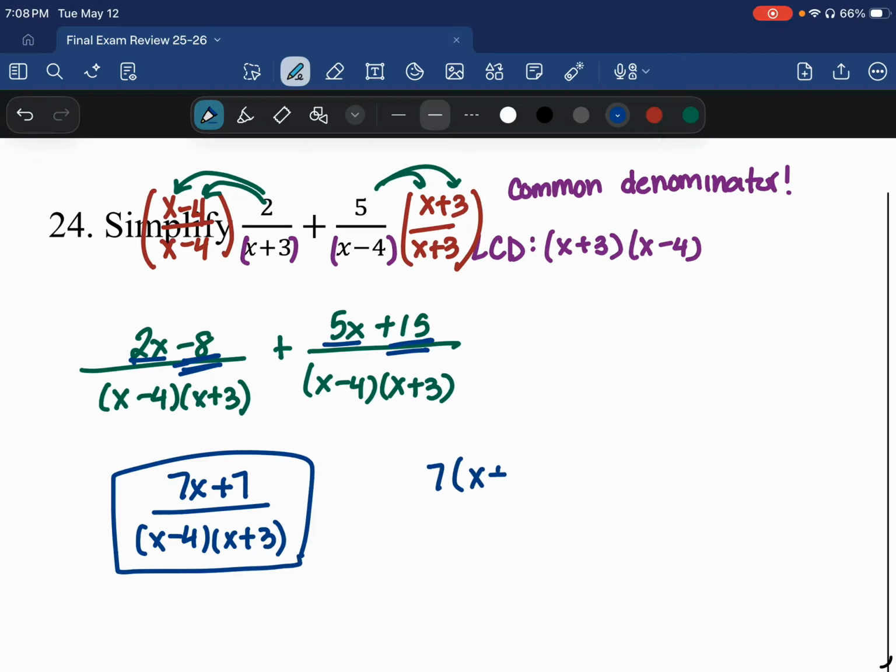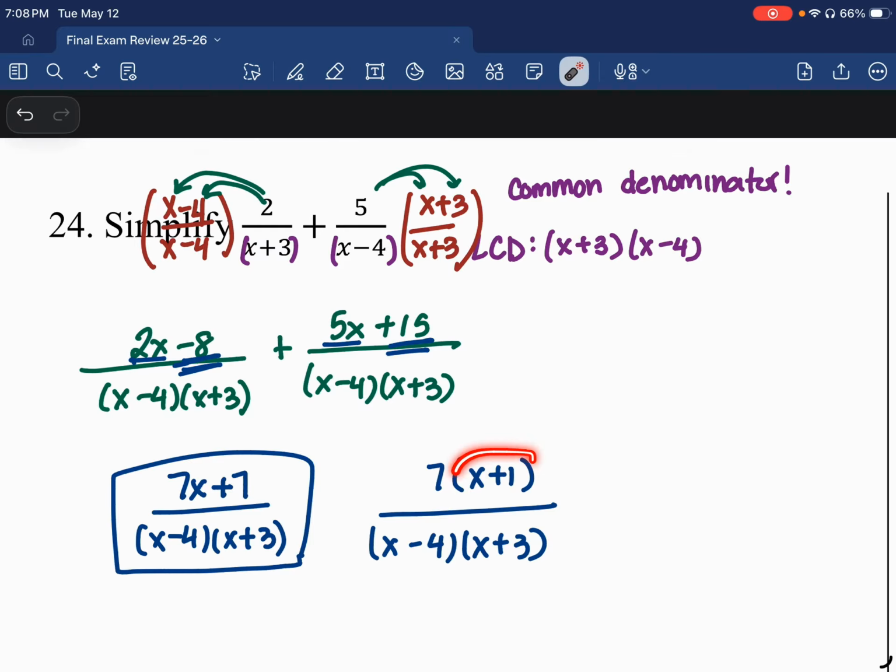If you would like to factor out the 7 in the numerator, you would actually end up with the same answer, because you are still not able to cancel out any of the same factors. So these two are both equivalent. One is not more simple than the other.